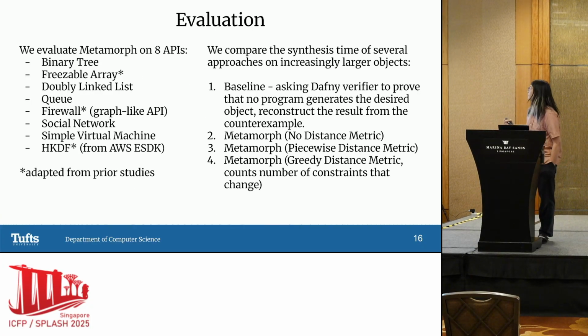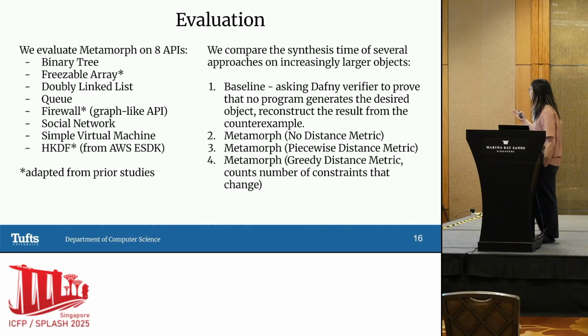So we evaluate Metamorph with a number of APIs, including some basic data structures and some more involved examples adopted from prior work. We compare Metamorph with a bunch of different ways of performing synthesis. So our baseline is we ask the Dafny verifier to prove that no program generates a desirable object, using the counterexample generation process to synthesize the sequence of method calls all at once. So this is a solver context problem.